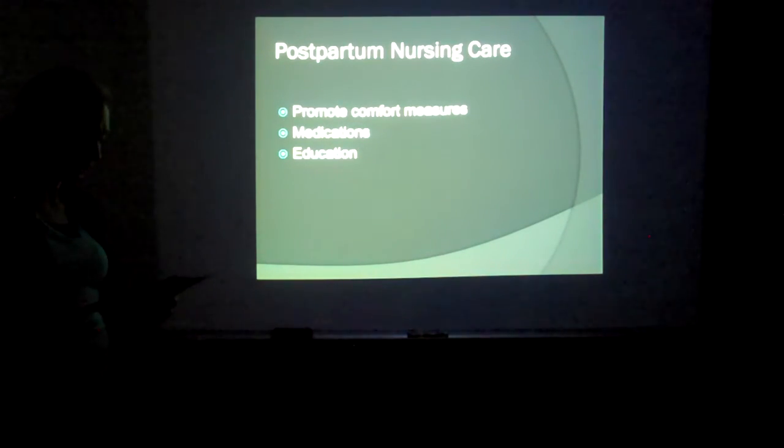Muscular aches, Tylenol is best. Cramping, Motrin is best. Assess for DVTs. Teach them how to do Kegel exercises if they don't already know how to do it. Teach them to clean from front to back after each void. Teach them no co-sleeping with the baby. Make sure they're drinking plenty of fluid.